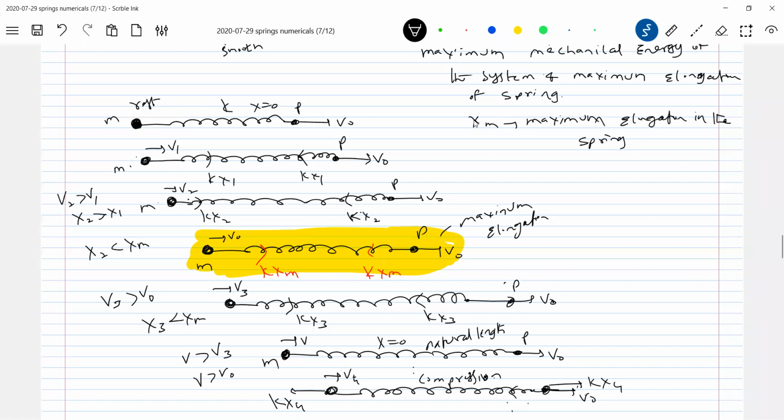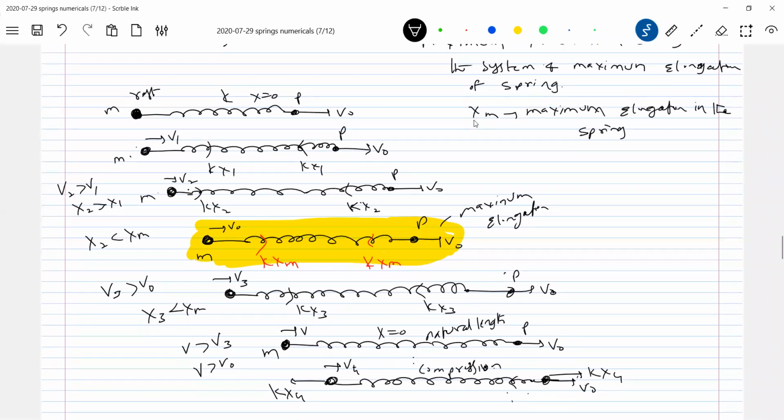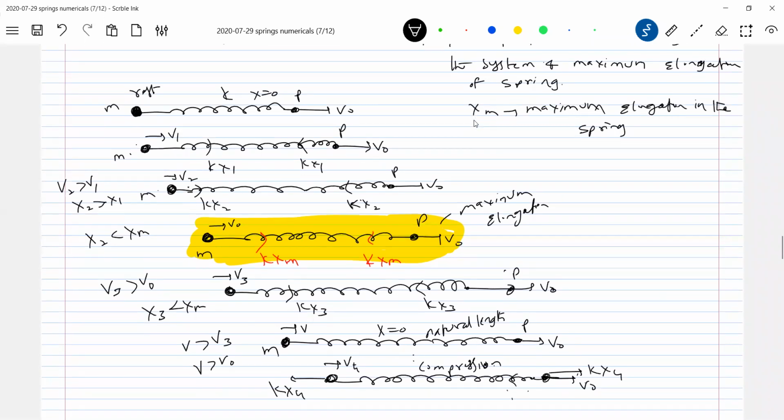Okay, what is our question now? We are asked to calculate the maximum elongation and the maximum mechanical energy of the system. How to bring this? This sequence, what happens? Elongation increases, then elongation decreases to natural length, then compression starts increasing.